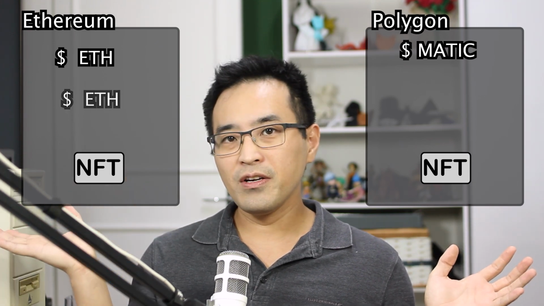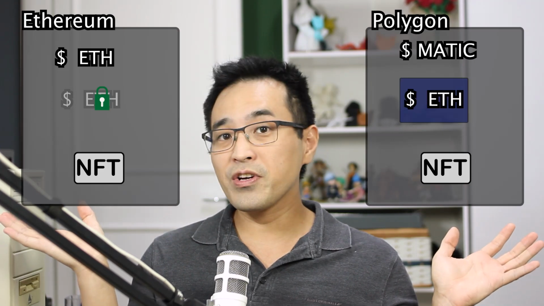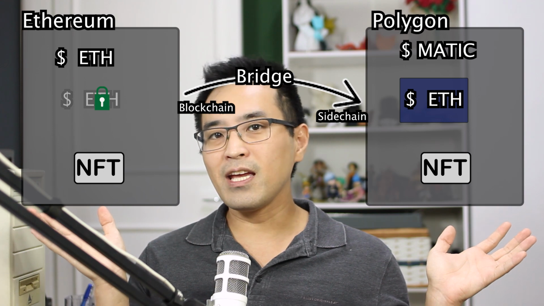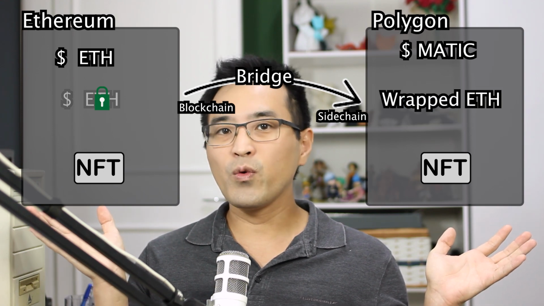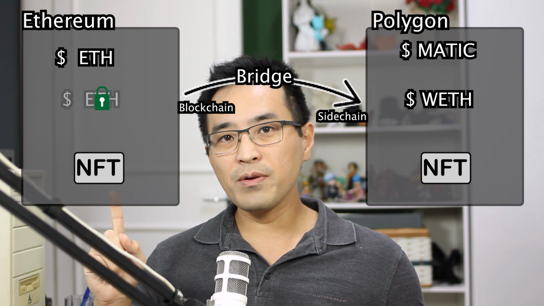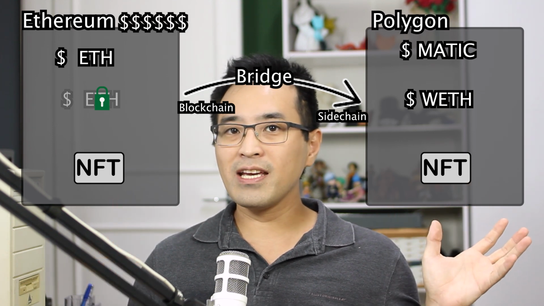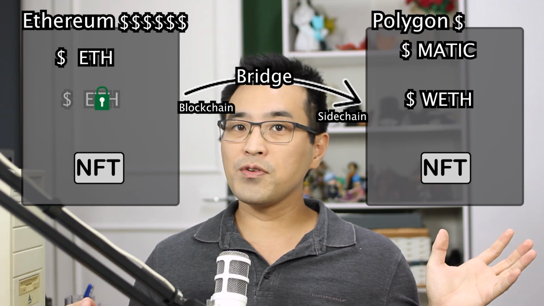Another thing you can do is transfer ETH from here to here. This operation is called bridge. Now you have ETH on Polygon, aka Wrapped ETH or WETH. Any transaction in the Ethereum blockchain has a high gas fee, and any transaction on the Polygon sidechain has a low gas fee, even if you use WETH.